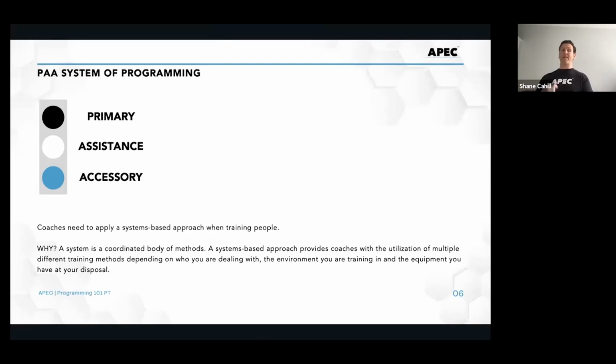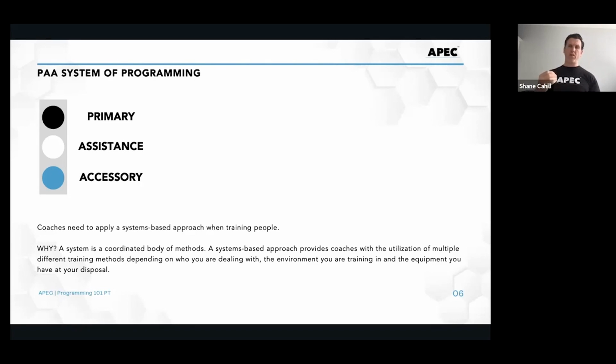Coaches need to be able to apply a system-based approach when training people. Why? A system is a coordinated body of methods. Just so you know, a method is a way of doing something. So if I want to become fitter, a method to becoming fitter is cycling, running, rowing, swimming. They are all methods that I can use to become fitter. Whereas a system-based approach provides coaches with the utilization of multiple different training methods, depending on who you are dealing with, the environment you are training in, and the equipment you have at your disposal as a coach.